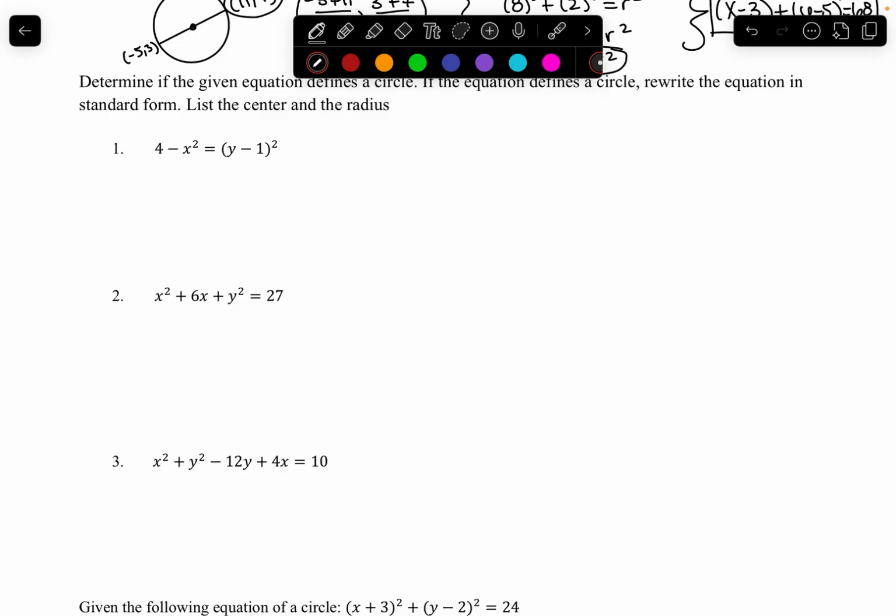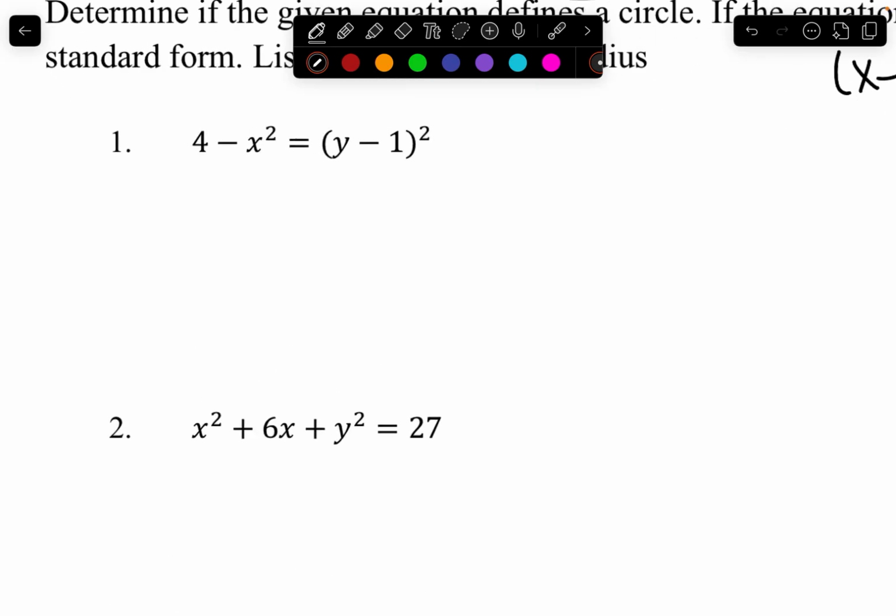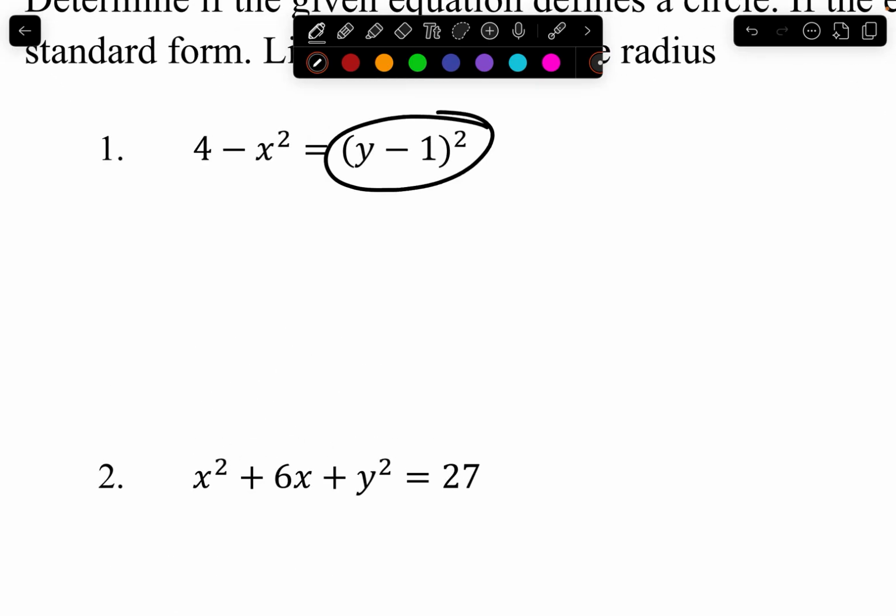So in order for an equation to define a circle, it has to look like this. X minus h squared plus y minus k squared equals r squared. Okay? Now, if you look at this first example, this side over here definitely looks like it is part of the standard form equation of a circle. But this side over here looks a little bit weird. So what I need to do is make sure that my x squared and my y squared are on the same side of my equation, and that my constant, my number that doesn't have a variable with it, is on the other side.